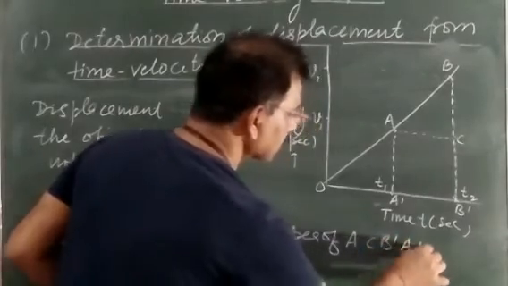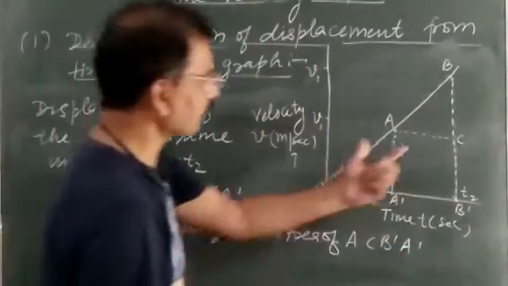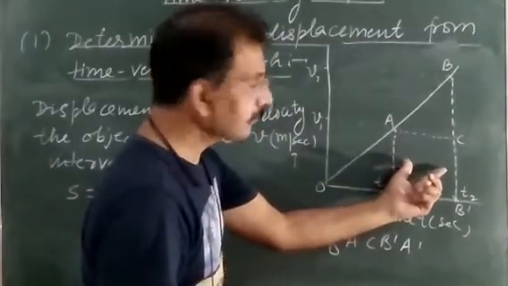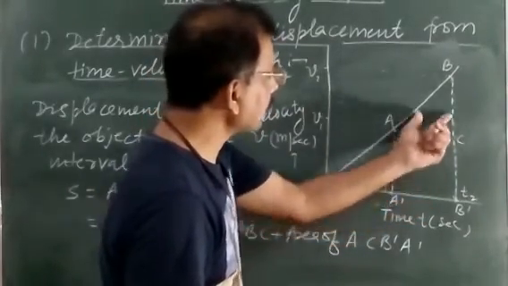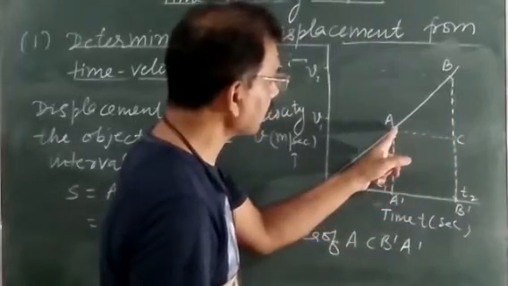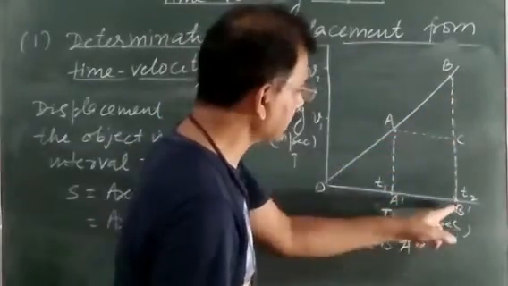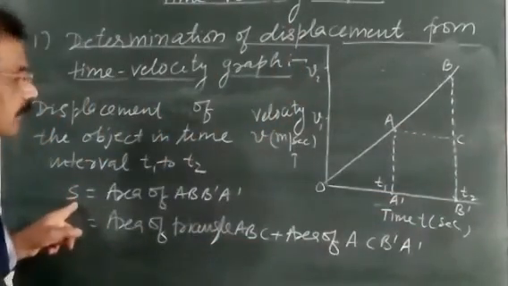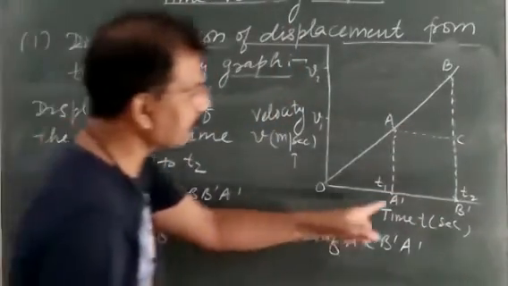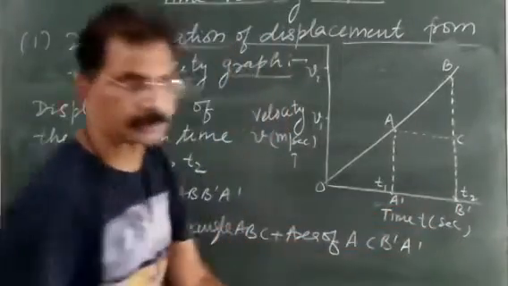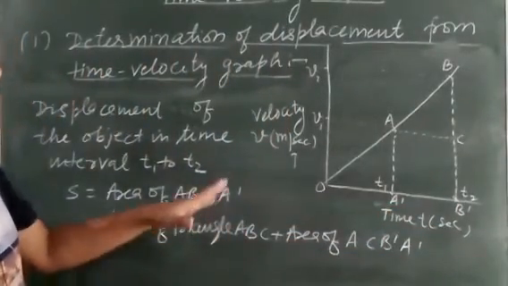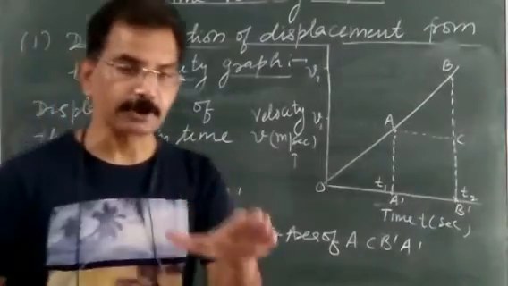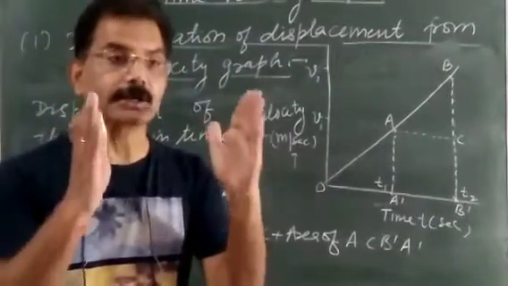And I hope all of you know how we can find the area of any triangle and how we can find the area of any rectangle. By taking these two areas, you add them, then you will find the area of A, B, B dash, A dash, and that area will give what here? The displacement of that object in time interval t1 to t2 here. So in this way, with the help of the velocity time graph, you can calculate the displacement of the object in any interval of time.